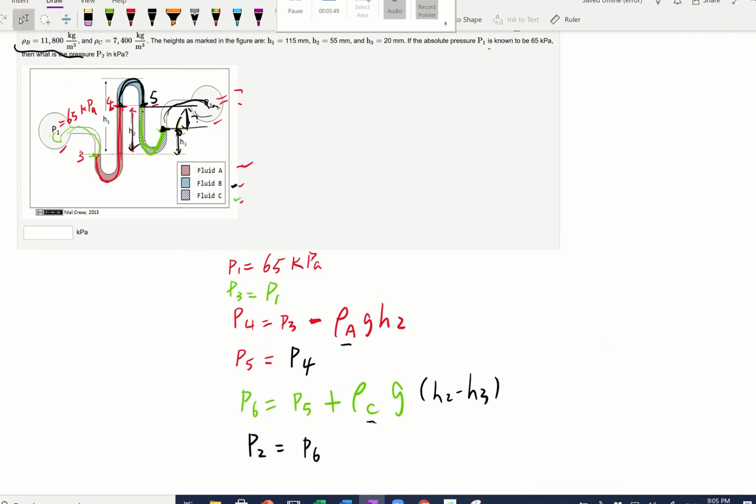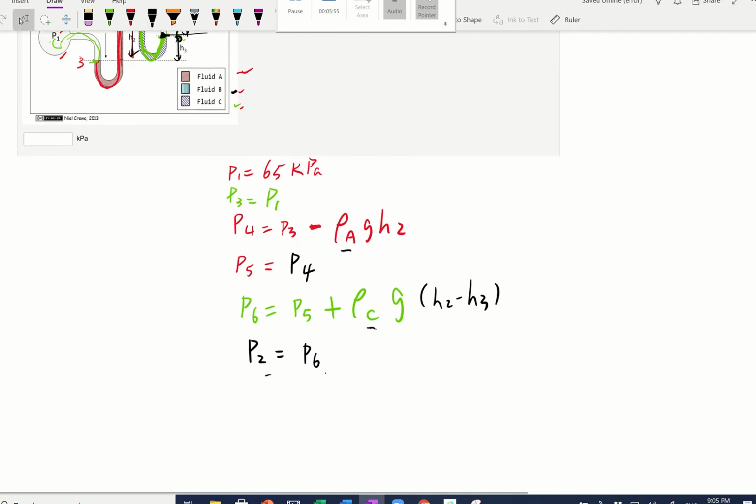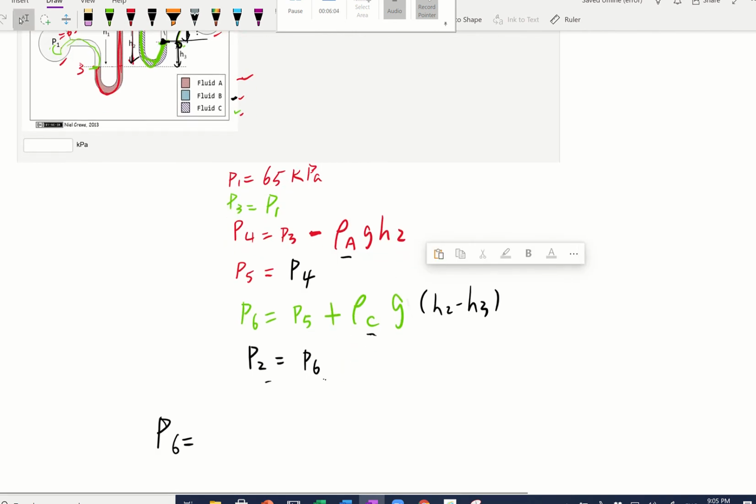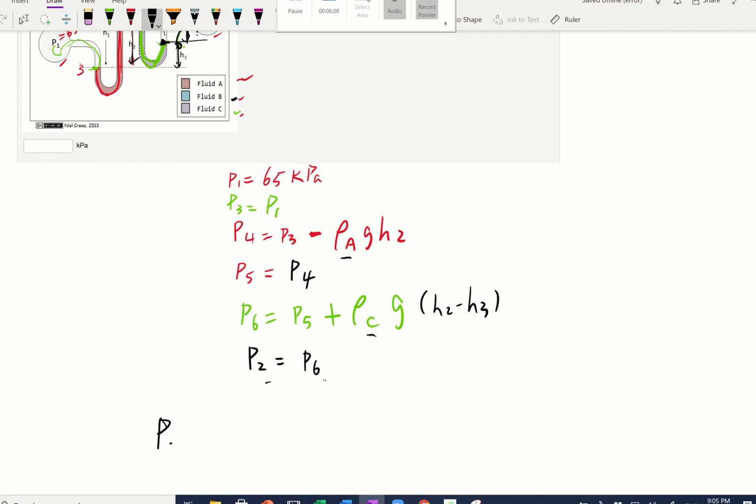Then you can combine them to figure out the pressure at 2 equal to what? So then let's see, P6. Let's combine them together for this problem. P6 is what we are, P2, sorry. So P2 is what we are solving. It's going to be equal to P6. And so let's bring it all in.